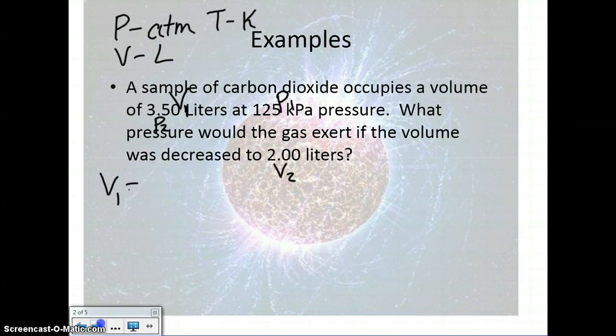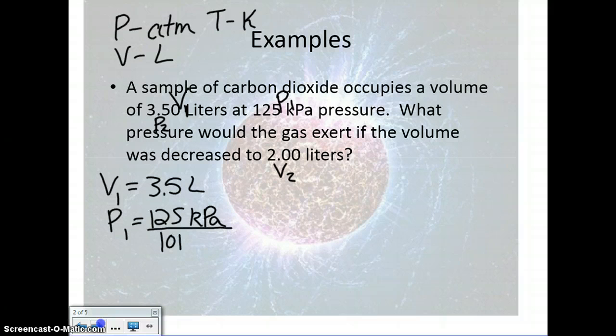So we saw that V1 was 3.5 liters. P1 was 125 kPa, and we know that that is not atmospheres. To get to atmospheres, you could just divide by 101.325. That'll get you atmospheres. So 125 divided by 101.325 gives us 1.23 atm.